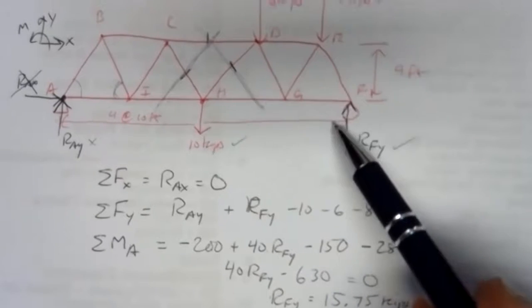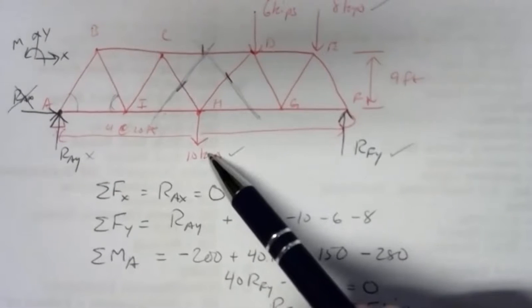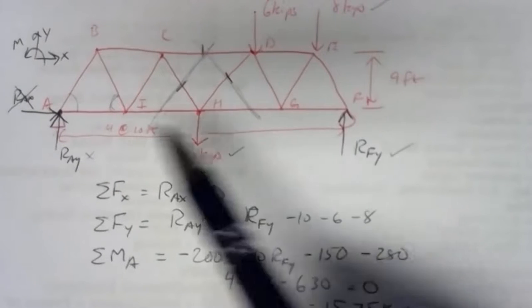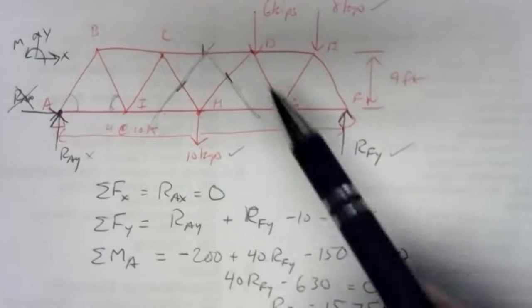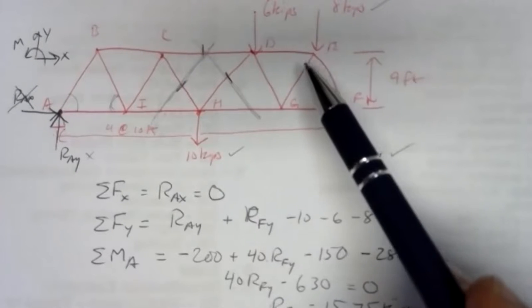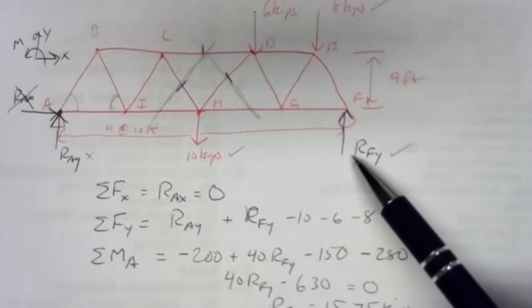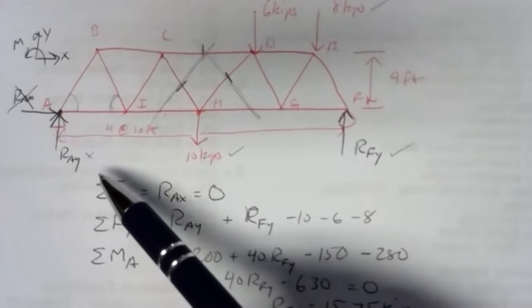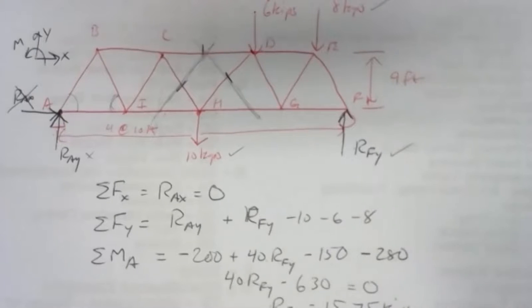15.75 kips. We can look at the structure and ask if that's reasonable. Well, we have this 10 kips right in the middle, so we'd expect a 5 kip and a 5 kip split. But then we've got all this extra stuff over here, and a lot of that is closer to F than it is to A. So it's going to drive up F's load by quite a bit, by another 10 3/4 kips.